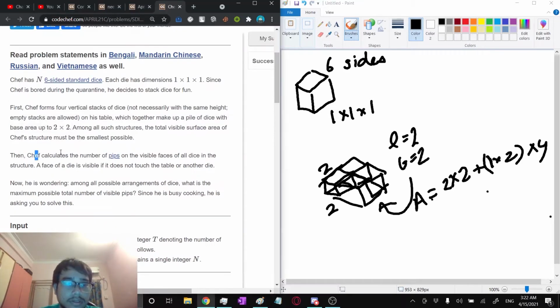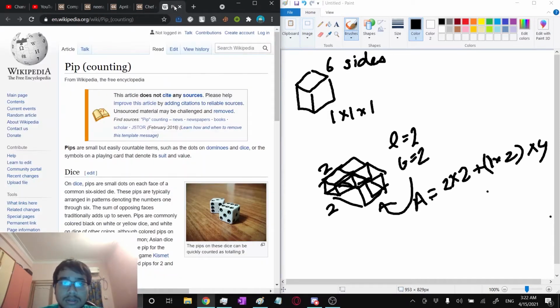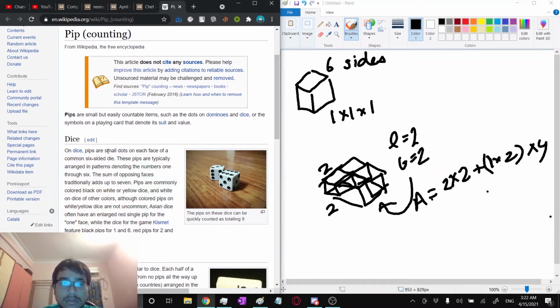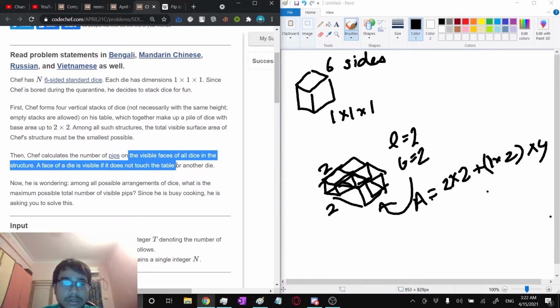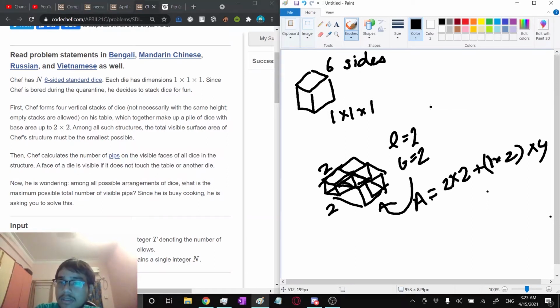Then the chef calculates the number of pips, and pips here refers to the small dots on the die, on the visible faces of all the dice in the structure. A face of a die is visible if it does not touch the table or another die. So if two dice are in contact with each other, these pips are not visible.